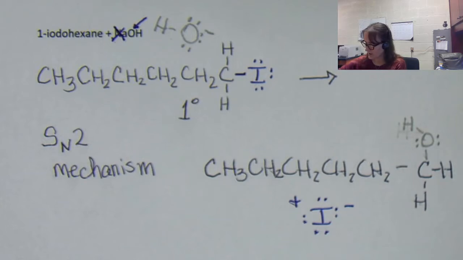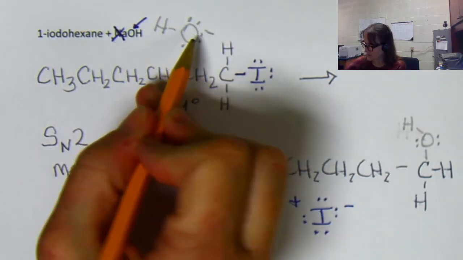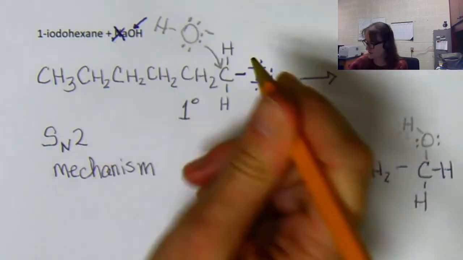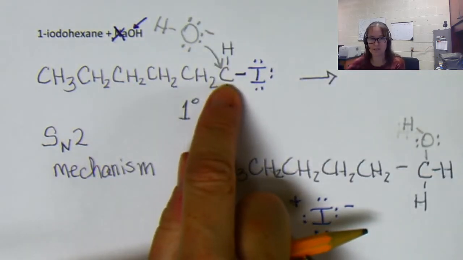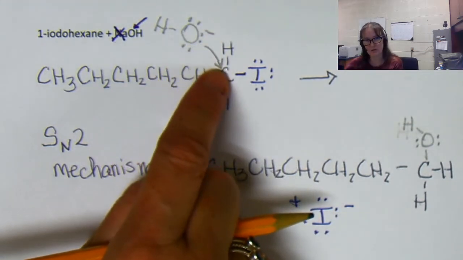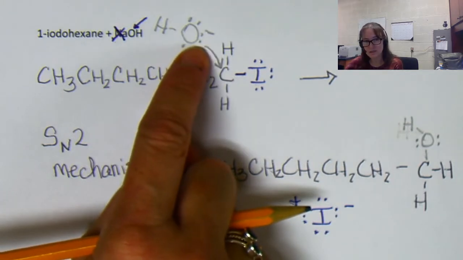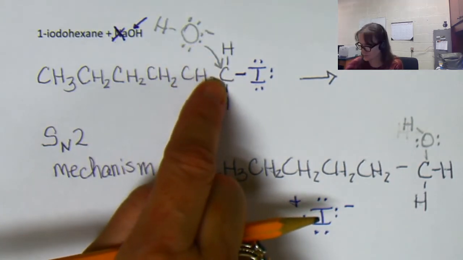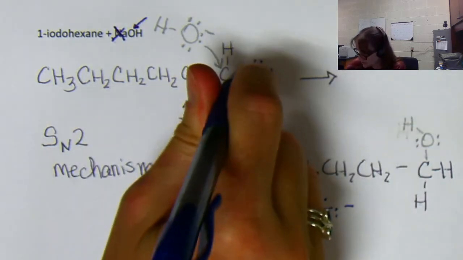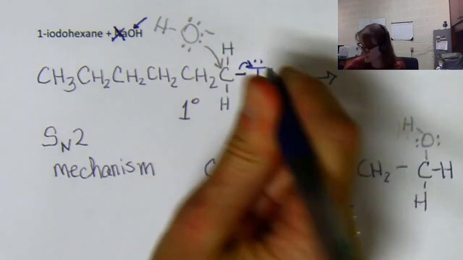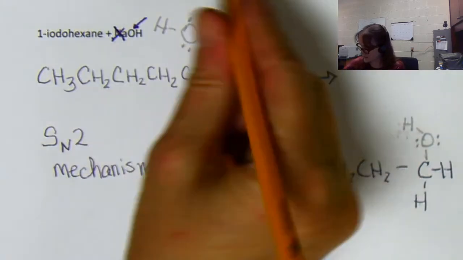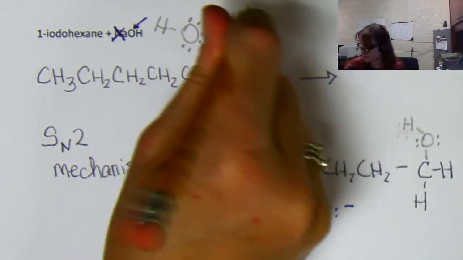And so this oxygen here comes in and goes after the carbon that has the leaving group. And so you draw an arrow always from the electrons to where it's going. So here's a pair of its electrons and it's going toward the carbon. In order for it to form this bond, the iodine has to break its bond and leave. So here is the leaving group, and here is the nucleophile.